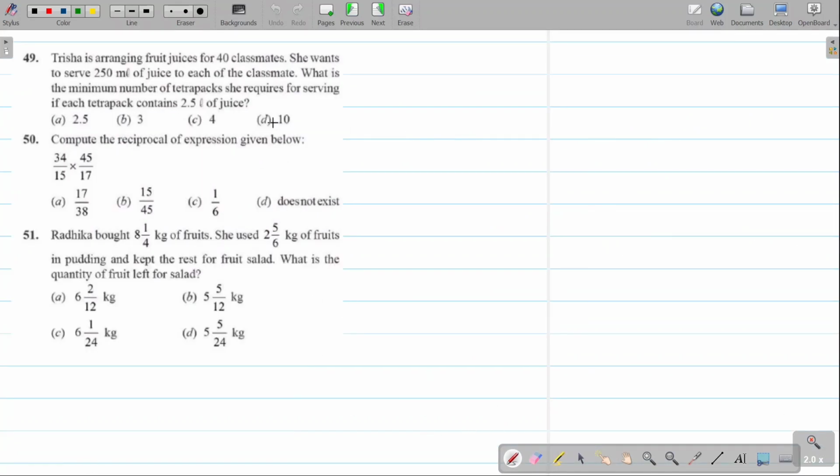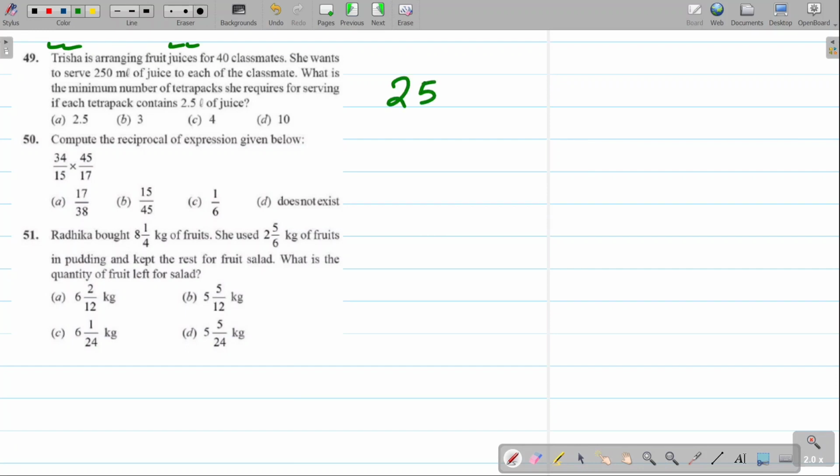So last 2 questions. It says Trisa is arranging fruit juices for 40 classmates. She wants to serve 250 ml of juice to each classmate. What is the minimum number of tetra bags she requires for serving each, if each tetra pack contains 2.5 liters of juice? So the scenario given in this question is, we need to calculate the quantity or the number of packets that this girl Trisa requires.